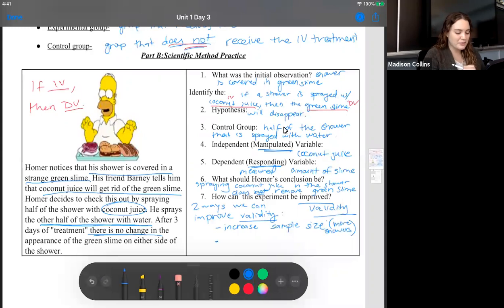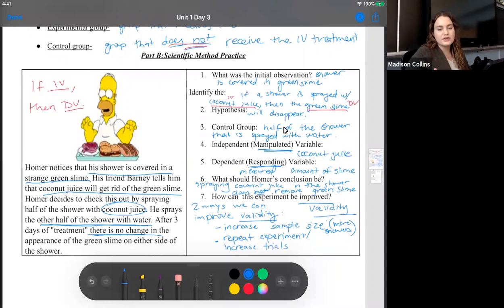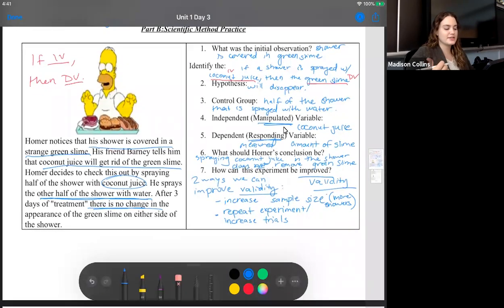The second way we can improve validity is to repeat the experiment. You might also say increase trials. So he could do this more times to see if he can improve that experiment and its results. All right, so 2 ways to improve validity: increase sample size and increase trials. He only did this once, so he would probably want to do it more times to make it more valid.